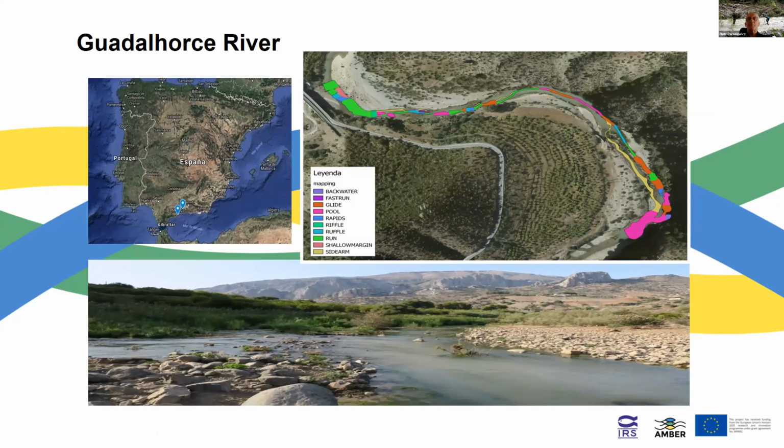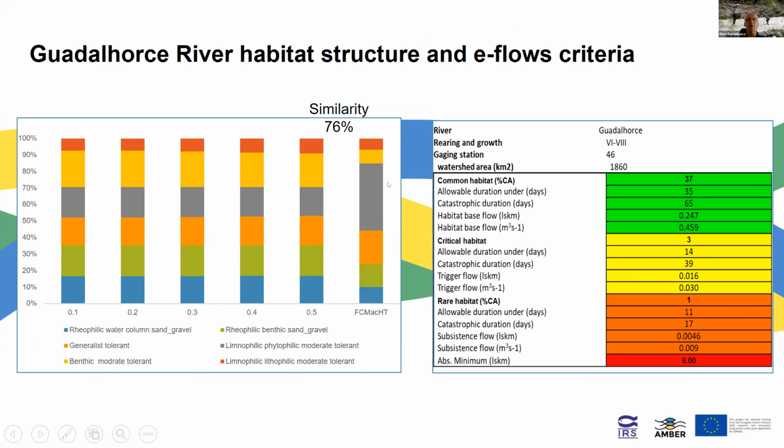Another project that we were working on was on the Guadalhorce River in Spain, close to Malaga, where we have a large impoundment and a downstream section that have been mapped and studied. In this area we would expect a slightly different community, the Mediterranean fish community, much more dominated by rheophilic benthic sand and gravel, with some rheophilic fishes, but mostly limnophilic fishes dominating. What was surprising is that despite there being so little water in this river, and the releases being quite a mess, the habitat distribution didn't differ very much from the expected habitat distribution, only in the area of limnophilic, phytophilic habitats. So there was quite a similarity there. The river hasn't been so morphologically modified.